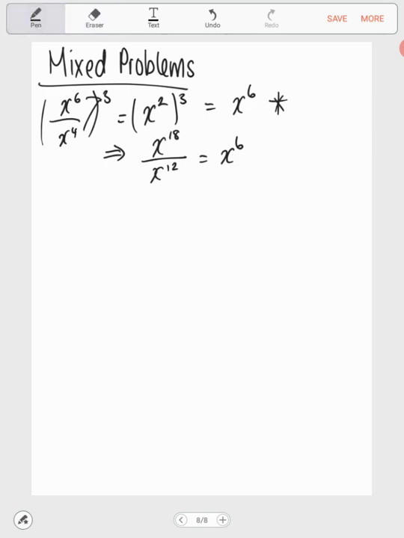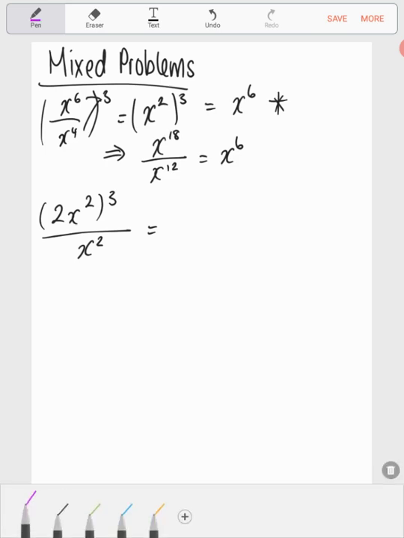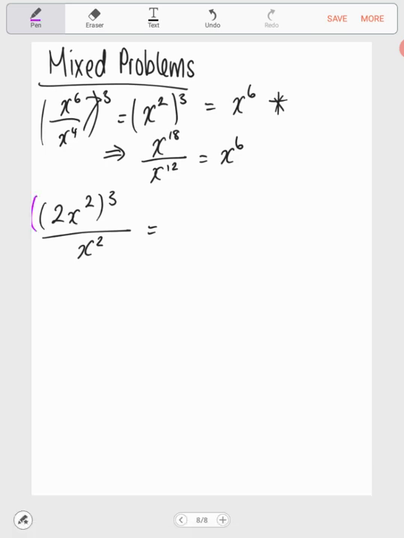Right, next one. So we have 2x squared to the power of 3 divided by x squared. The best way to do this, again, is to imagine that whenever you have a fraction, there's another bracket around the top. So I would simplify the top first and then divide. The reason why we did the previous one differently was because they were both in brackets.